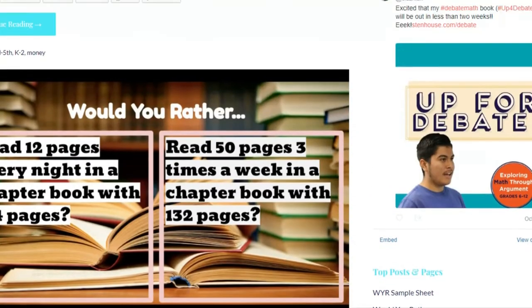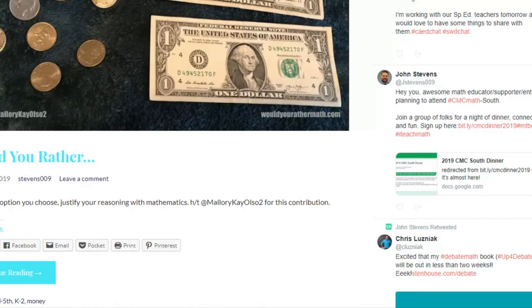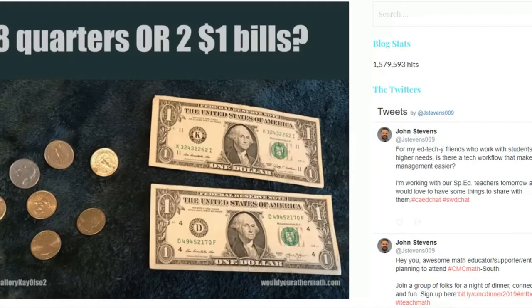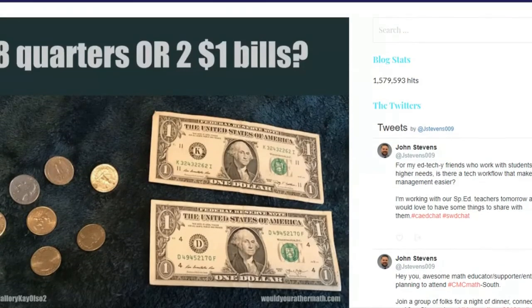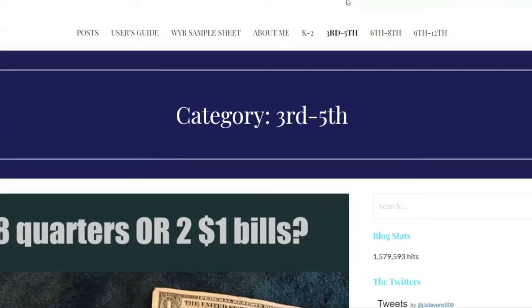This also helps us make real-world connections to math and lets them see that math is not just what we do in school. It is something that is going to help you throughout real life.